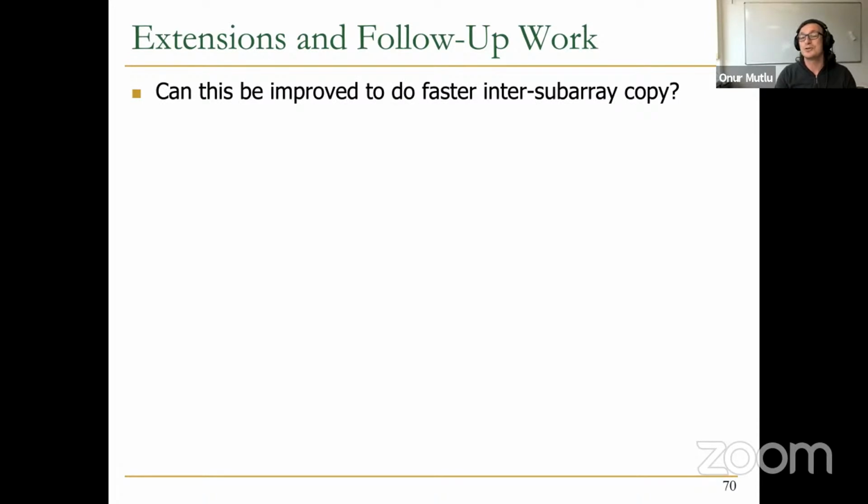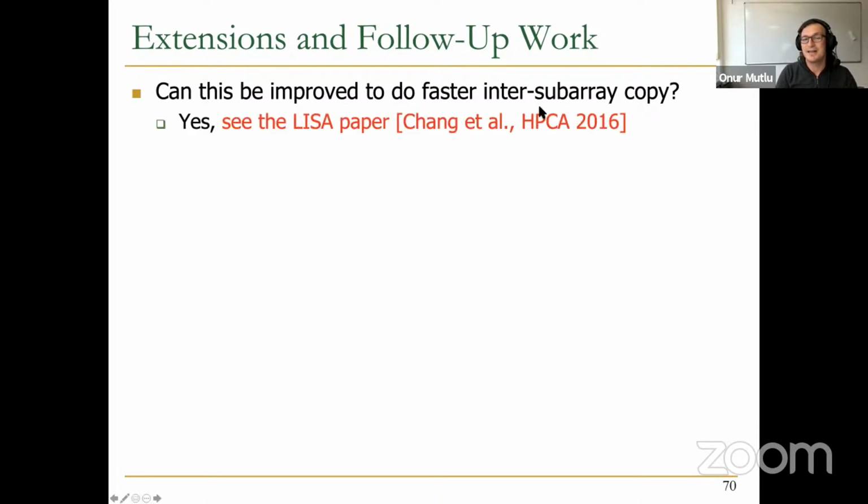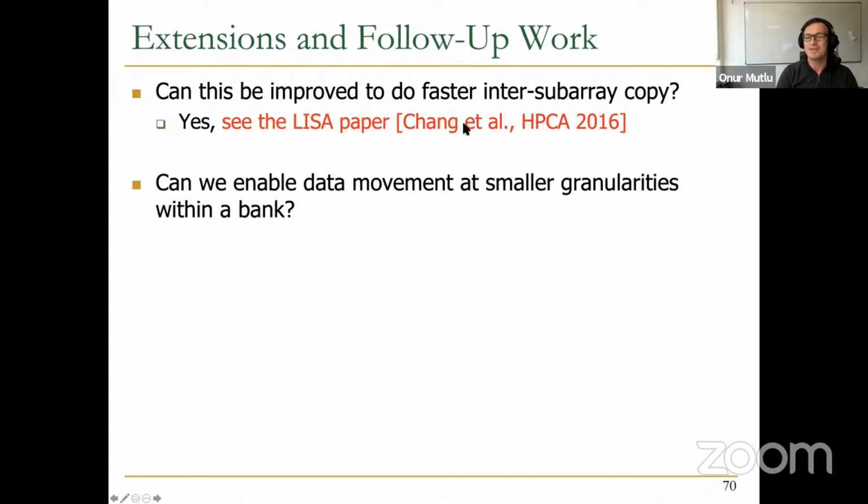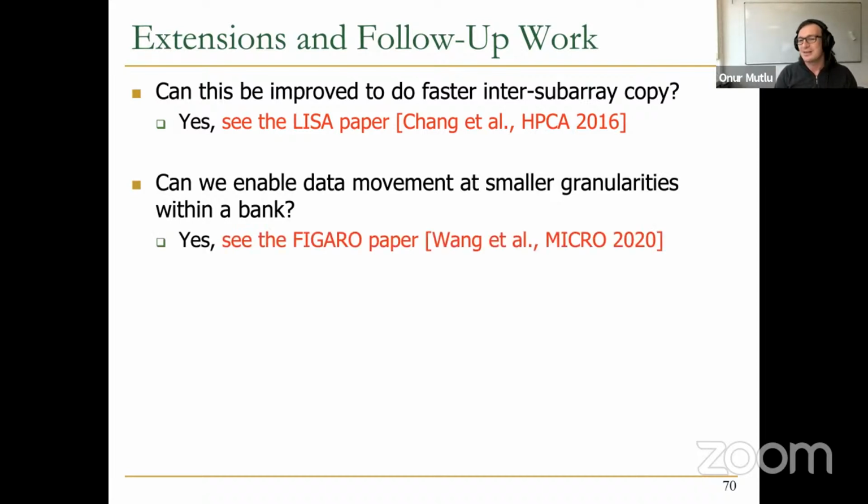Can this be improved to do faster inter-subarray copy? Clearly, inter-subarray copies are a weakness of this paper. And the answer is yes. I'm going to talk about the LISA paper quickly. One of my PhD students in his next PhD thesis solved this problem, basically, as we will see. Can we enable data movement at smaller granularities within a bank? Can we solve that granularity problem? Yes, a recent paper actually does that. I'm not going to talk about that in detail.